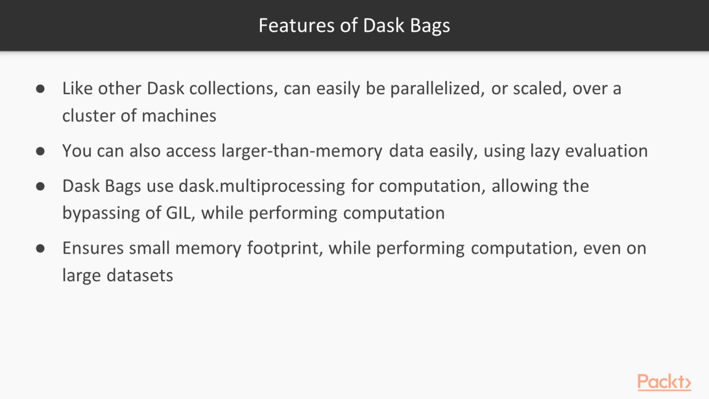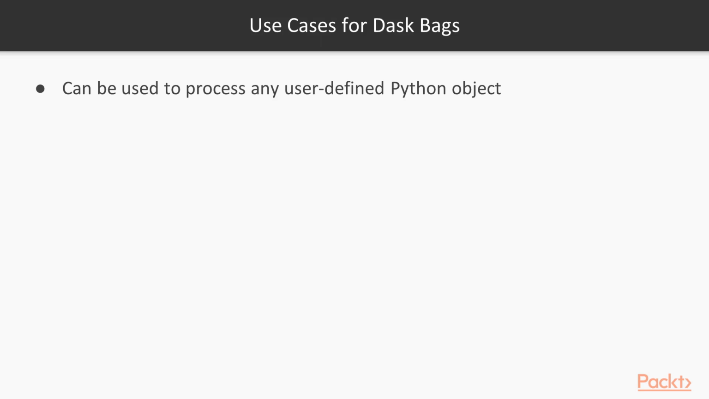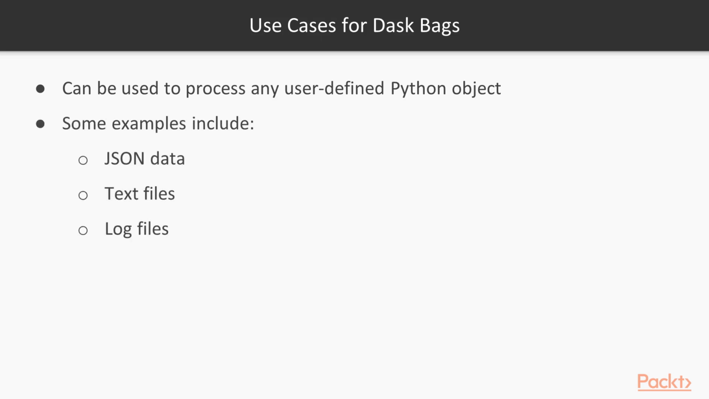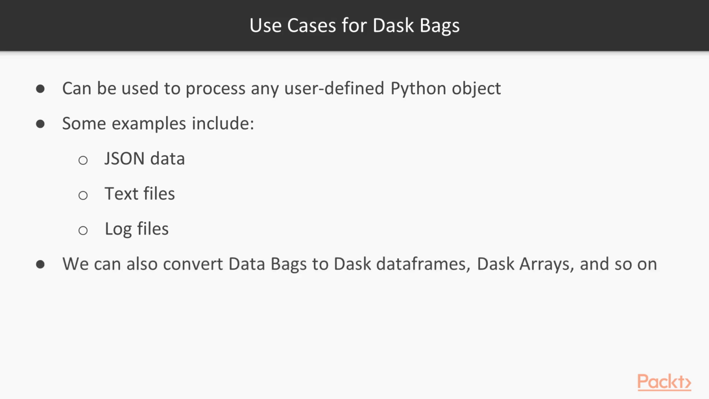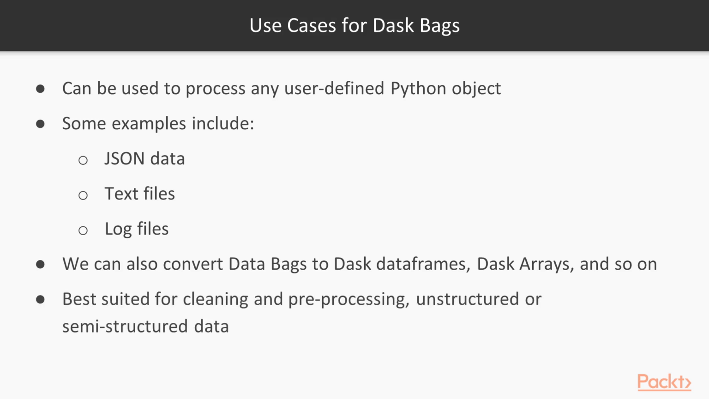Now let's discuss some use cases for Dask bags. Like I mentioned previously, we can just provide a collection of any Python object and pass it to Dask bags. Examples include JSON data, text files, log files, or any data which does not have any sort of structure, or even semi-structured data. We can also convert Dask bags to Dask data frames and Dask arrays for interoperability. Sometimes, if you have semi-structured or unstructured data, you can clean it using Dask bags, give it some structure, and pass it to Dask data frames or Dask arrays for manipulation. They are best suited for cleaning and pre-processing of unstructured or semi-structured data.